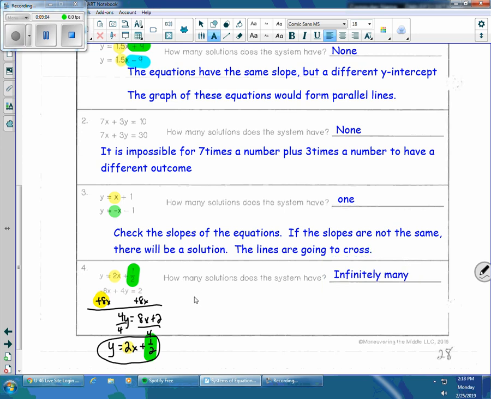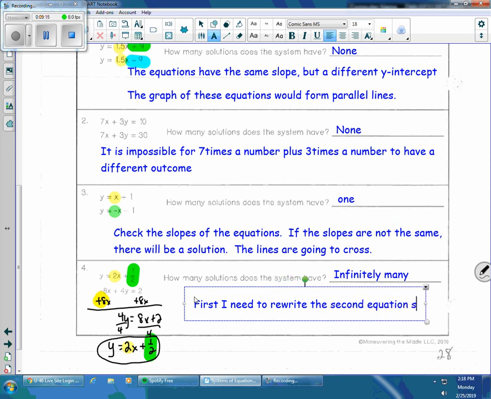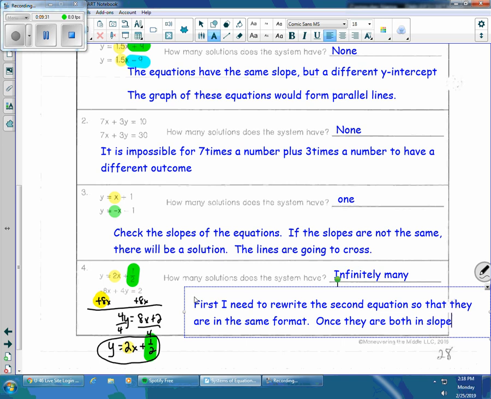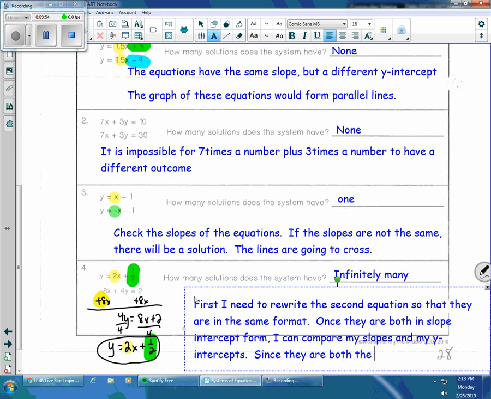So here's what I'm going to write here. First I need to rewrite the second equation so that they are in the same format. Once they are both in slope-intercept form, I can compare my slopes and my y-intercepts. Since they are both the same, when I graph these lines, one's going to be on top of the other.